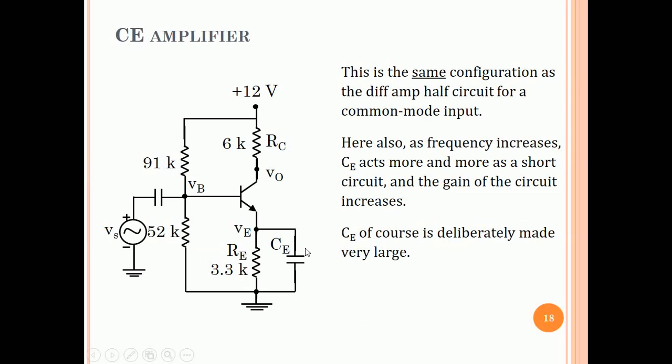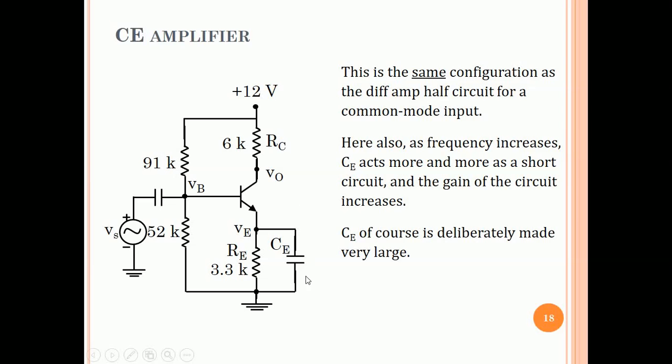All right. Of course, here the purpose of C is different, but let's think about it. So in this circuit, what we want is that at any frequency of interest, we want to bypass RE so that the gain of this amplifier is large. And how do we achieve that?